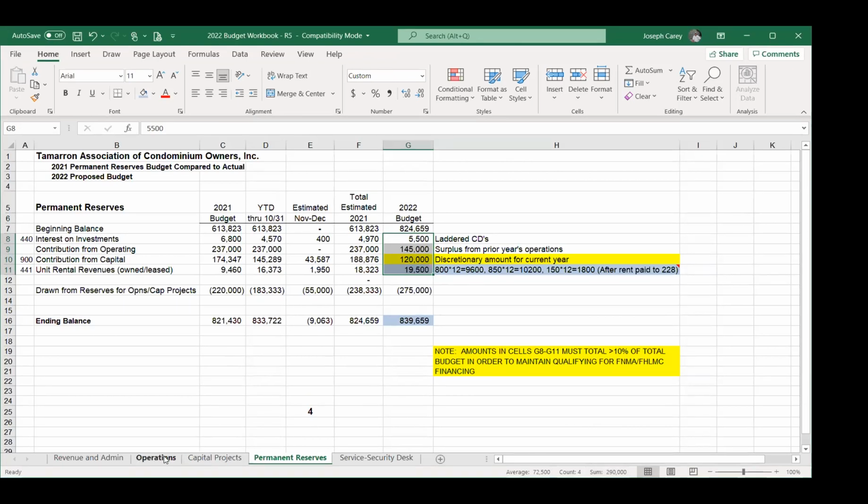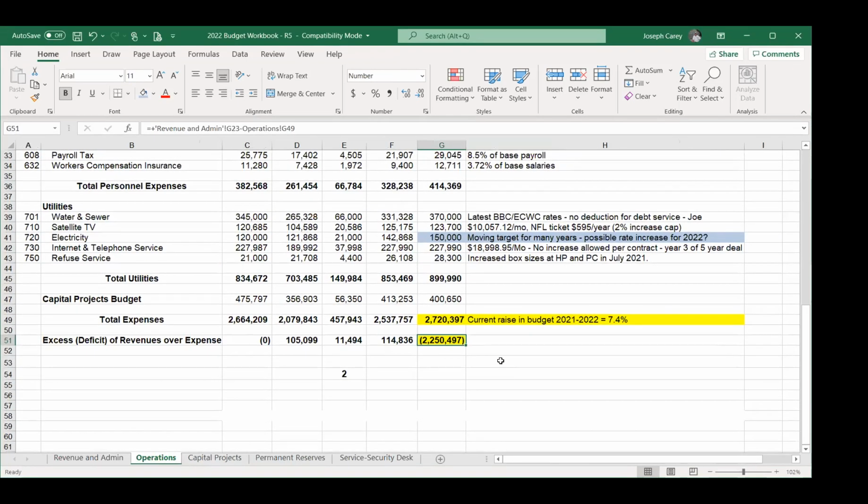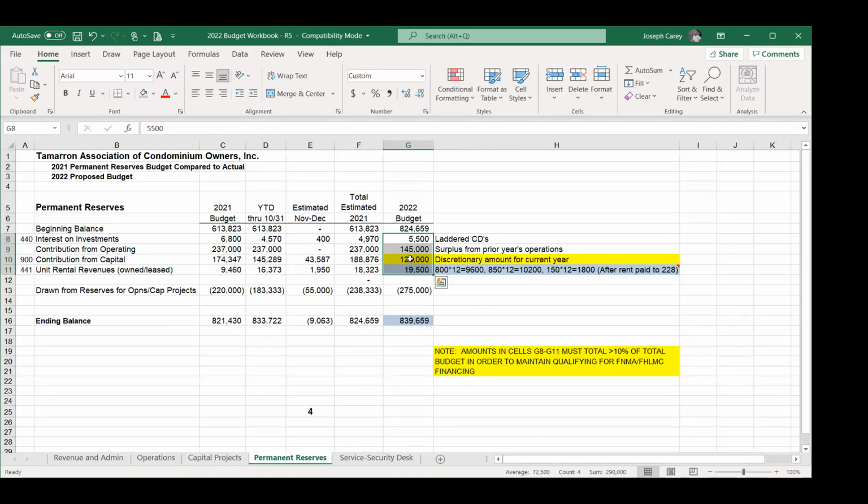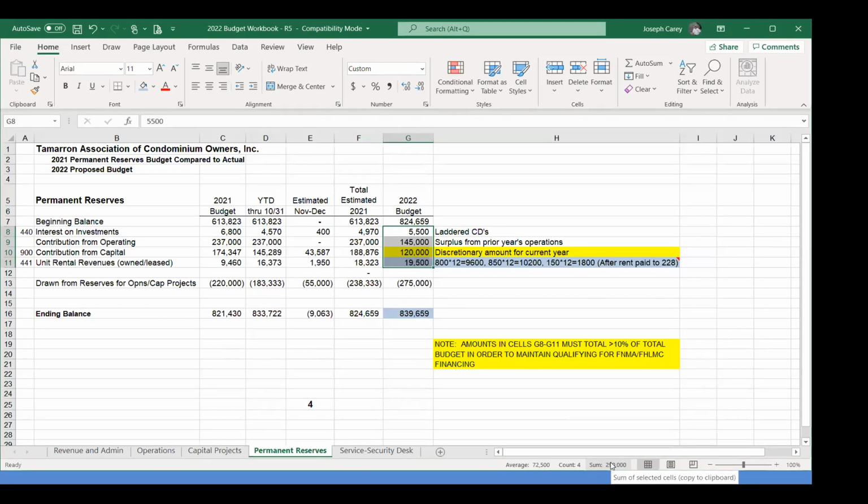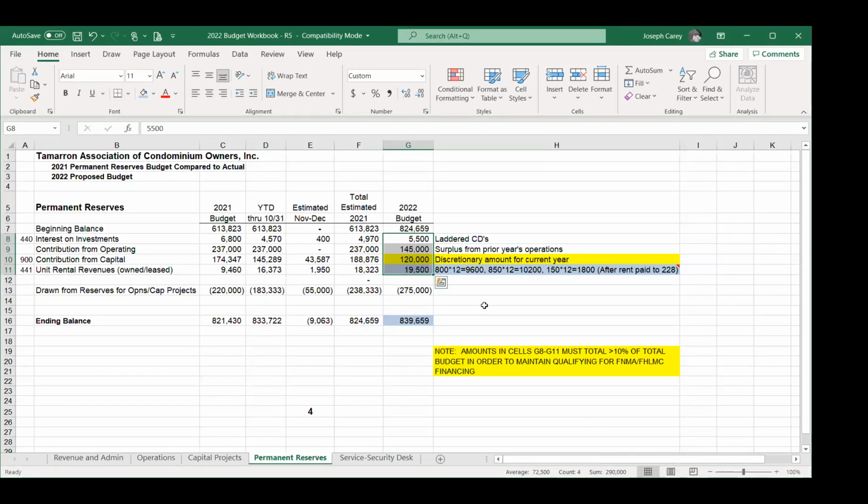If you look at our total budget, which is 2.7 million, we can probably drop that down a little bit because 10% of 2.7 million is 270,000. So right now this number down here is a little bit higher. It's 290. So we'll make that adjustment before tomorrow.